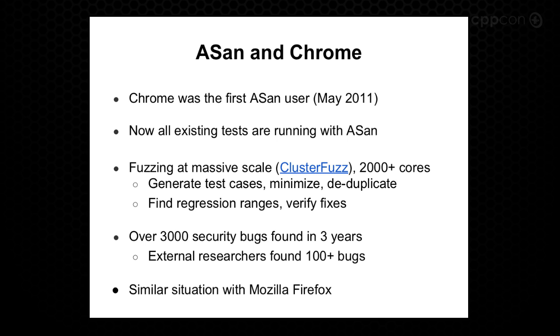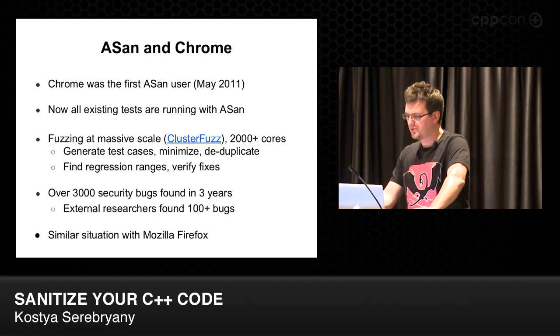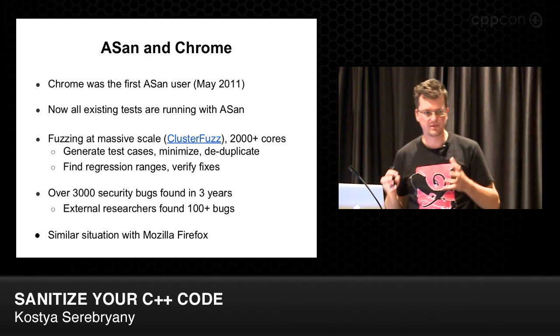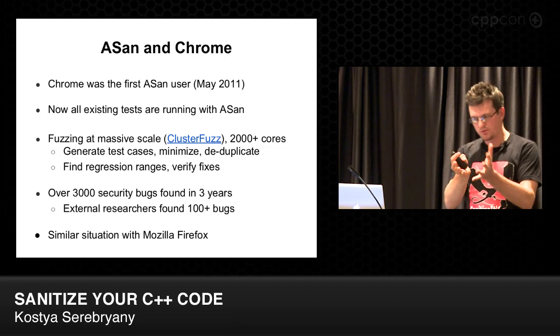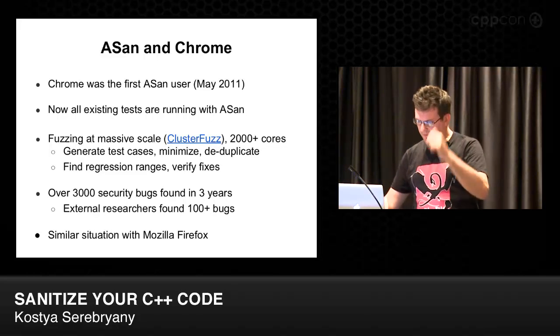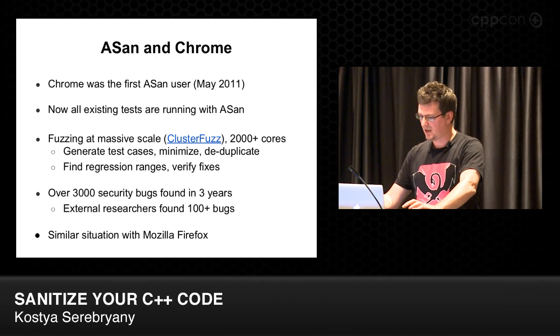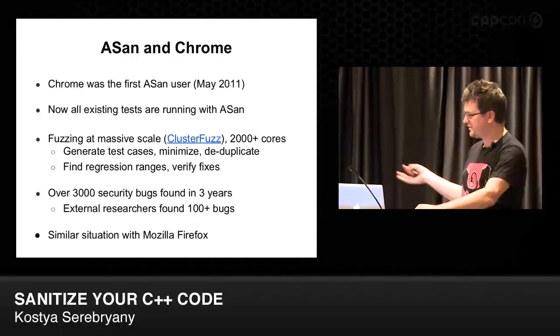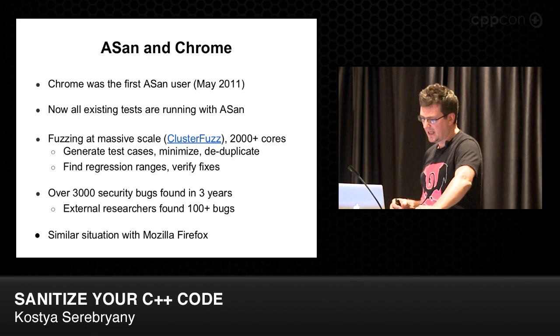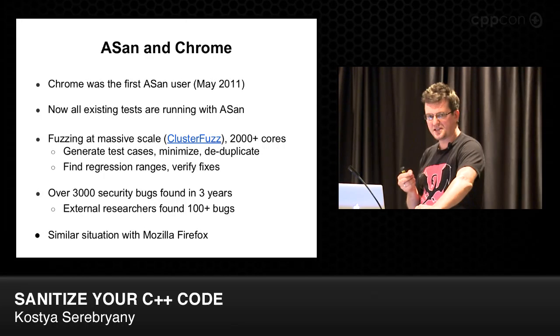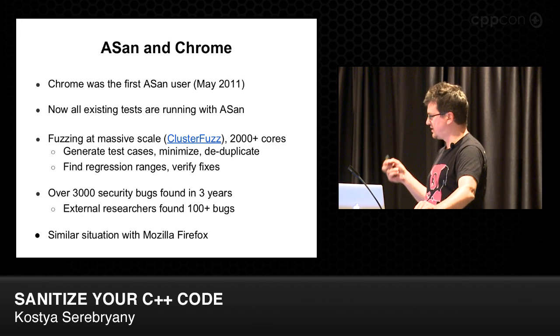So I want to say a few words specifically about Chrome. Chrome developers were the first users of ASan. It was May 2011. In fact, my team is part of the Chrome team, so we developed this tool because we wanted to help the Chrome folks. And now, 3 years later, all the tests that Chrome has are being executed with ASan 24/7 on the buildbots regularly. But since the tool is dynamic, your testing with ASan is as good as your tests.